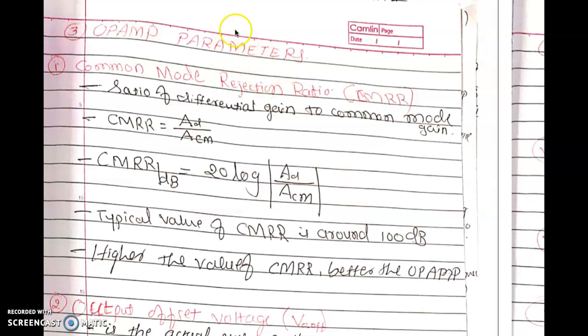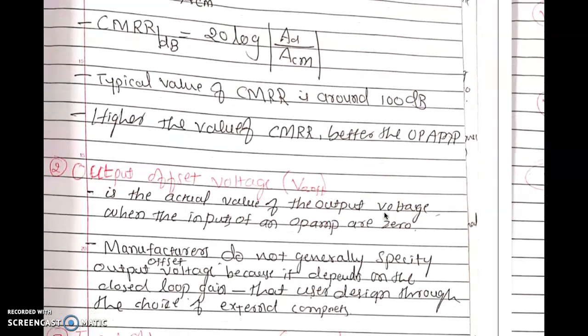This is all about the first op-amp parameter, common mode rejection ratio, CMRR. It is the ratio of AD to ACM, the ratio of differential gain to common mode gain. It can be expressed in dB also. To express it in dB, take the magnitude of this ratio and multiply by 20 log. The typical value of CMRR is around 100 dB.